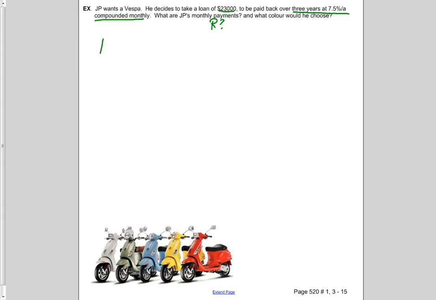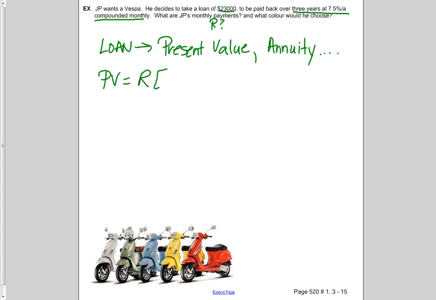This is a loan. He wants the money now, to have the Vespa now, and he's going to pay it back. So that is a present value problem. It is an annuity because he's going to pay it back monthly. And we need to go through that thought process with each question. So our formula is, silly me, there's only 4 formulas. We do have anchor charts we're going to put up, but you'll have them memorized before you know it.